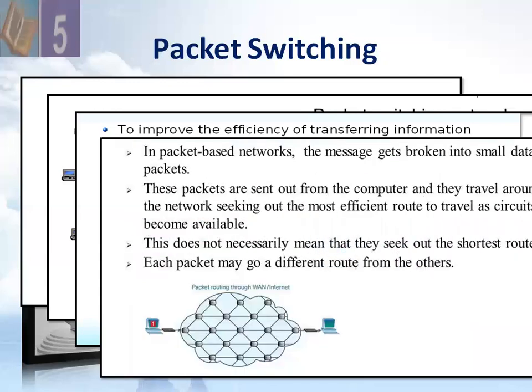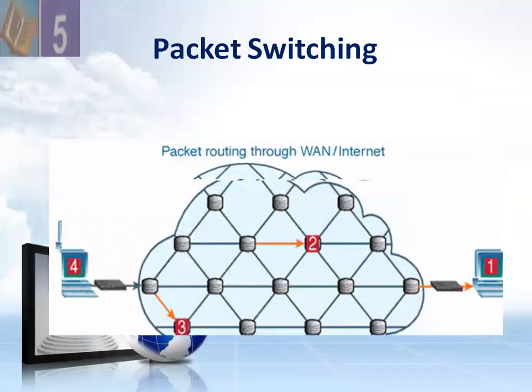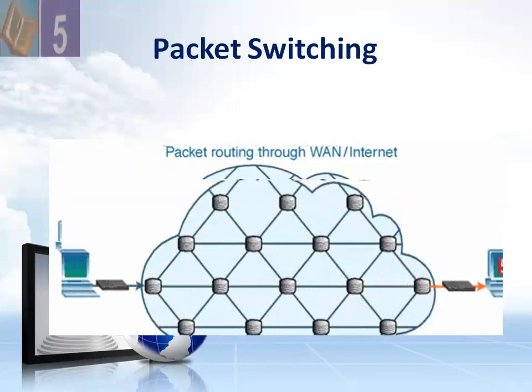In a packet-based network, the message gets broken into small data packets. These packets are sent out from the computer and they travel around the network seeking out the most efficient route to travel as circuits become available. This does not necessarily mean that they seek out the shortest route. Each packet may go a different route from the others. So here is a packet switching example. Each packet can choose a different route for the communication.